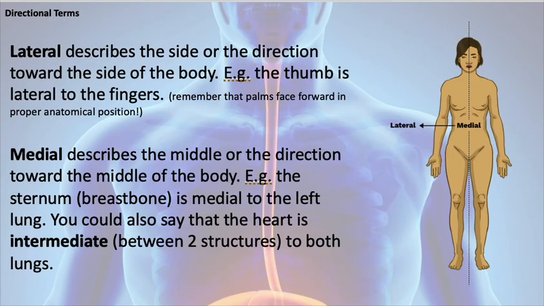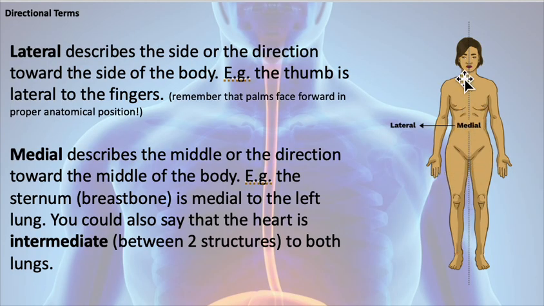Okay, now let's talk more about lateral versus medial. So lateral describes the side or the direction towards the sides of the body. And we've already used this example that the thumb is lateral to the fingers. Because remember that our palms face forward in proper anatomical position. So the thumb is more lateral or more towards the side than the fingers. The fingers are closer to the middle.